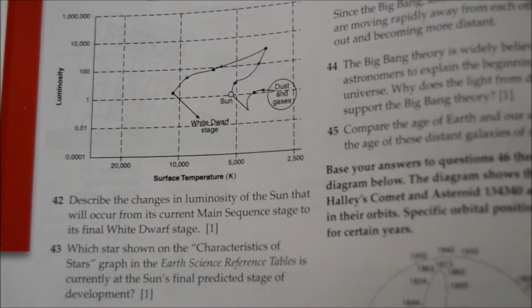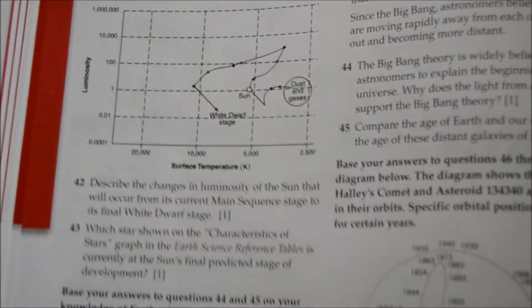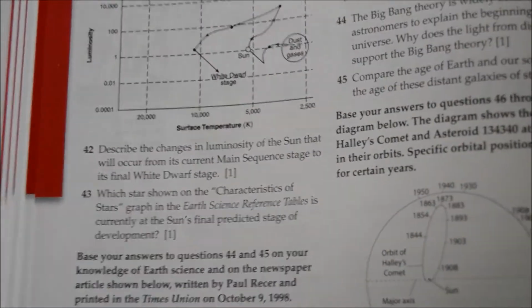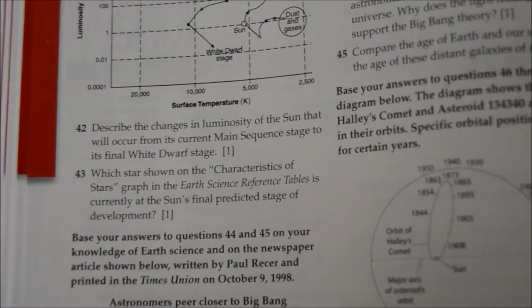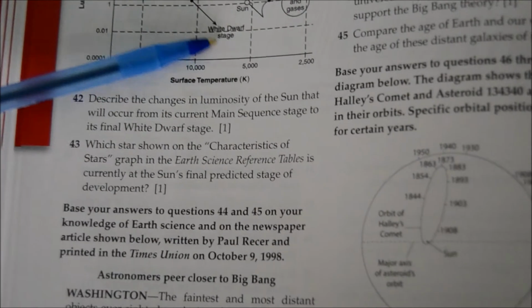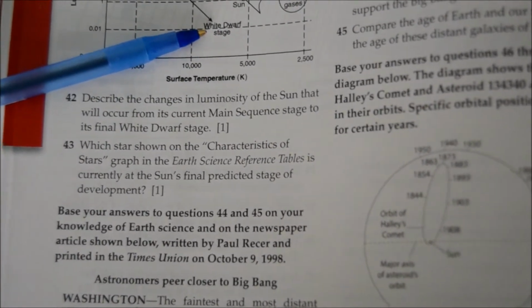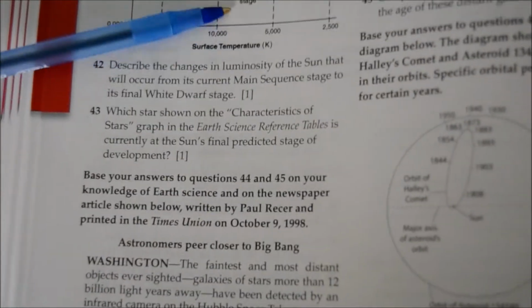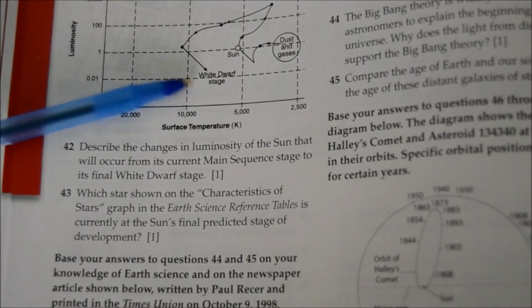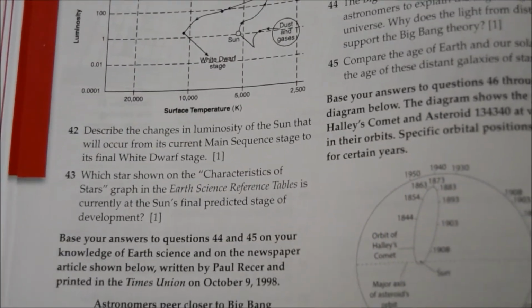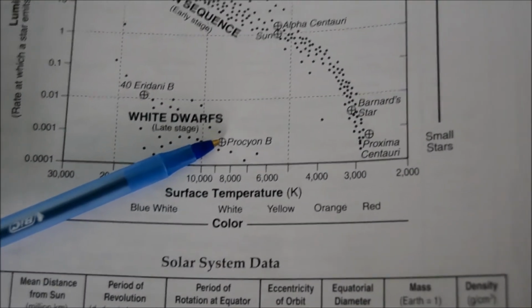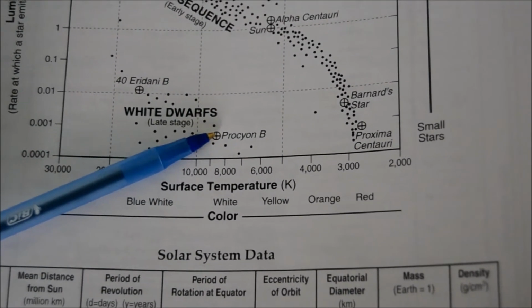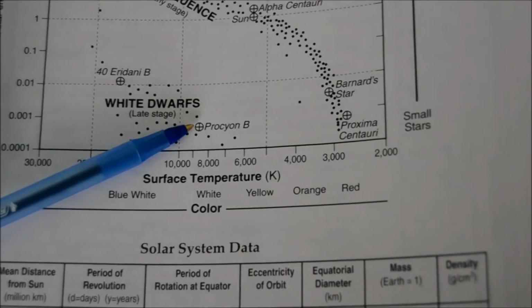43. Which star shown on the characteristic of stars graph in the Earth Science Reference Table is currently at the sun's final predicted stage of development? So I'm looking for it to be down here. All right, so you're looking at temperature-wise, and I know I'm going to be a white dwarf, so I'm looking also luminosity-wise. So I go to my reference table. My answer is going to be Procyon B.